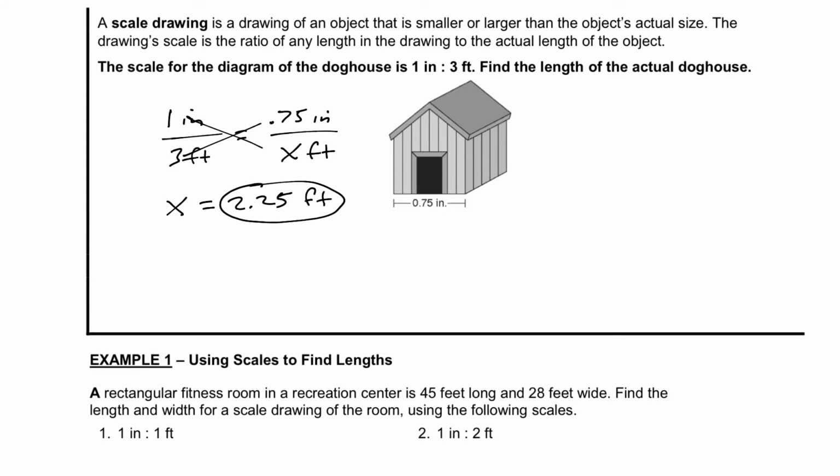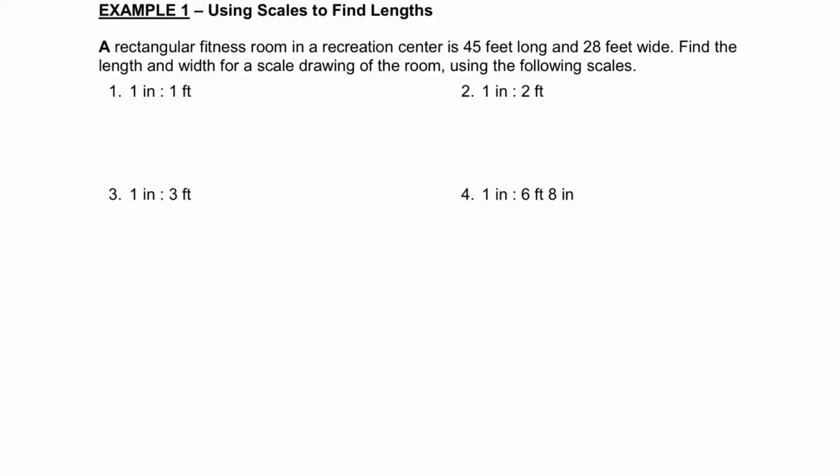Now let's take a look at example 1, and I don't think we need to do all 4 of these, but let's do a couple of the problems in example 1. In the example above, we were given the scale, and then we were going to try to find the actual length of the doghouse. This time we're going to go the other way around. They're going to give us the actual dimensions of a room, and then we're going to have to find out, well, how big would the length and the width be on the scale drawing?